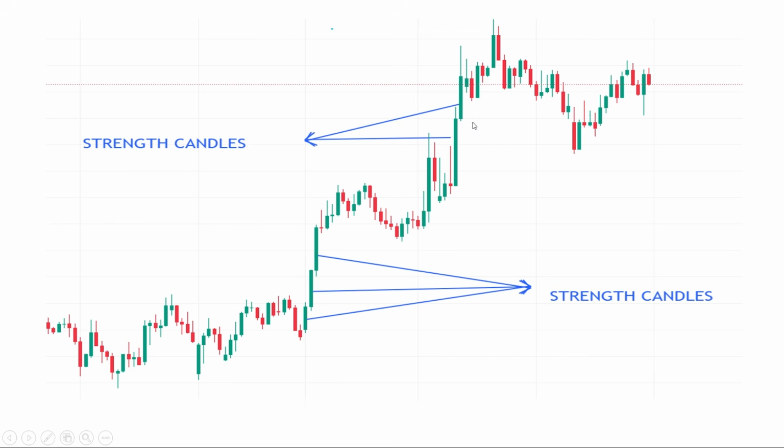You can see that these two strength candles came after respecting this zone right here. So strength candles are usually confirmation that your zone is being respected. Also, you need to realize that they are also responsible for breaking a structure. Let's say it's a support.